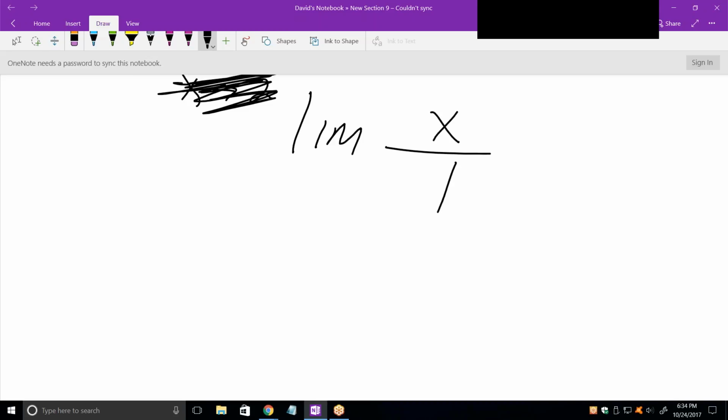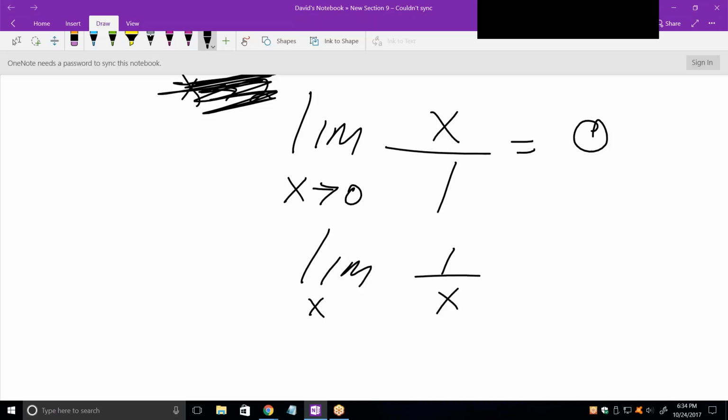Okay. What's that limit? That's 0 over 1. Which is? 0. Okay. What's this limit? That's 1 over 0, which is like undefined. But doesn't it go to like infinity? Well, that's kind of the same thing as infinity.